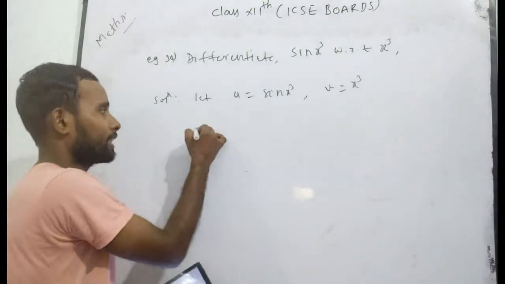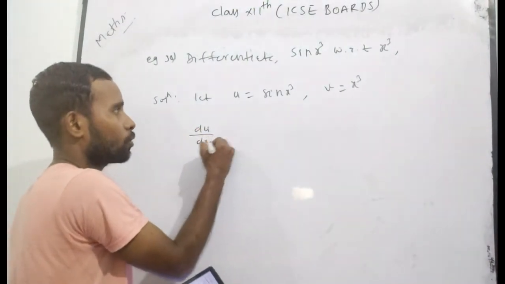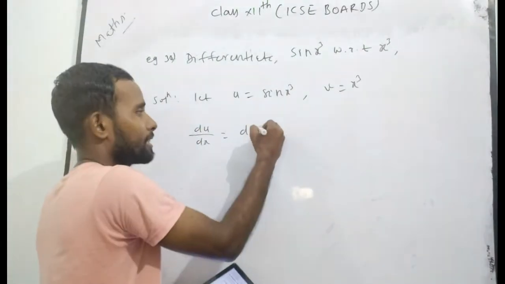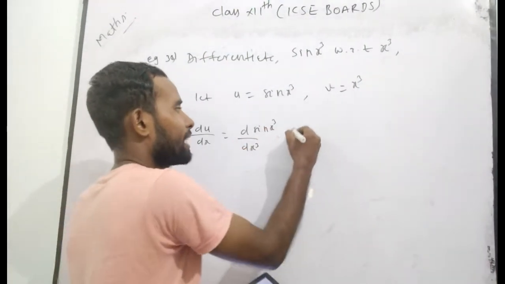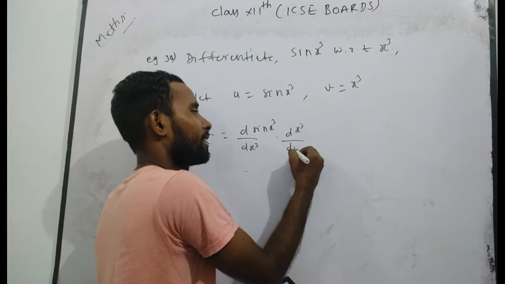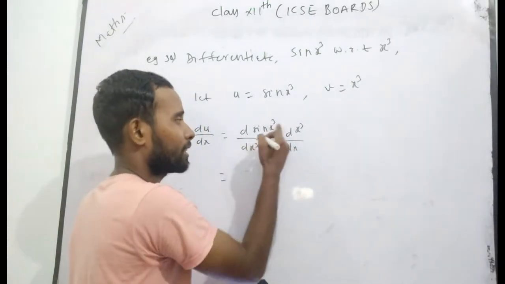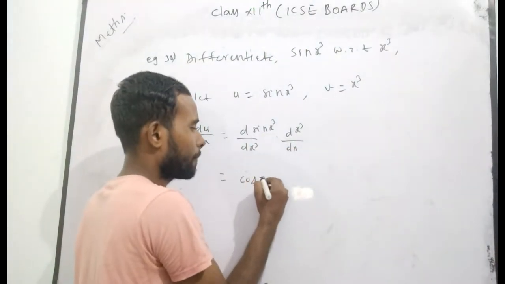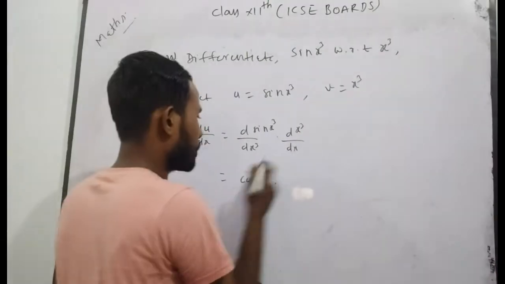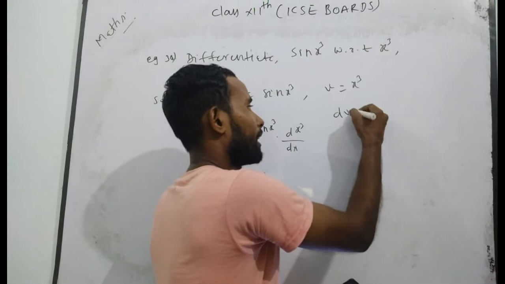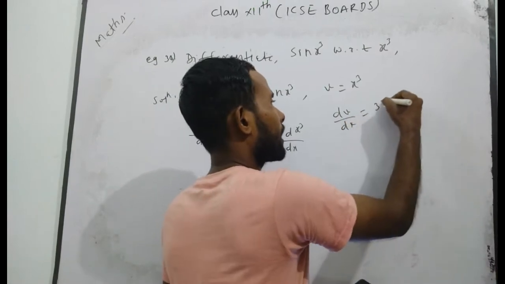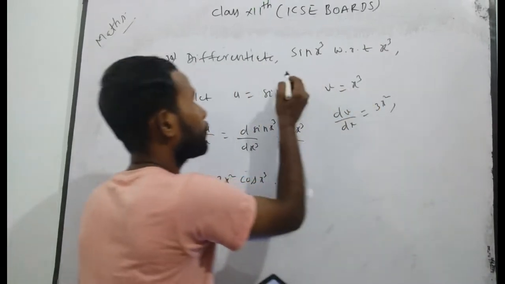In that case you can tell me, sir, du dx is equal to what? D sin x cube with respect to x. Firstly x cube with respect to x, and you will get derivative of sin theta with respect to theta, which will be cos theta, and derivative of x cube with respect to x will be 3x square. And in a similar way, derivative of v with respect to x will be 3x square.